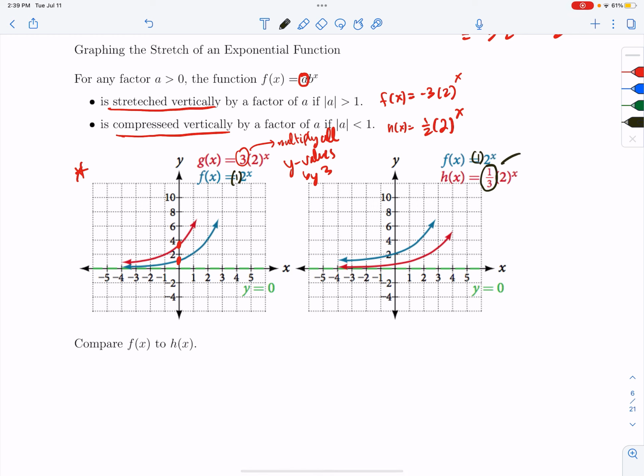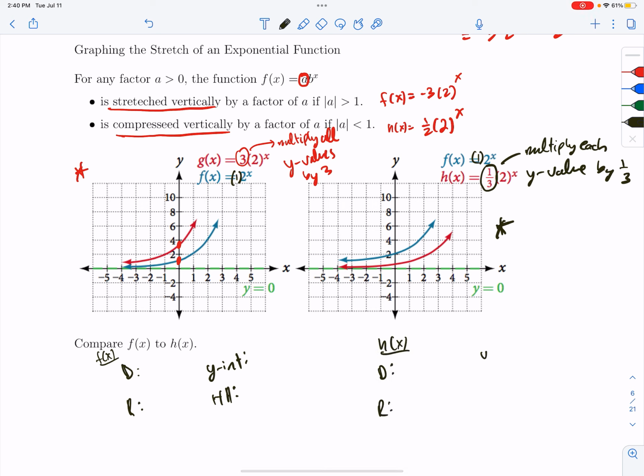So what that's doing is multiply each y value on the graph by 1/3. That's the same thing as dividing by 3. So to compare f of x and h of x, on this second graph over here, let's just talk through. So the domain, let's do f of x first. Domain, range, y-intercept, and the horizontal asymptote. And then h of x. We're going to have the domain, range, the y-intercept, and the horizontal asymptote.